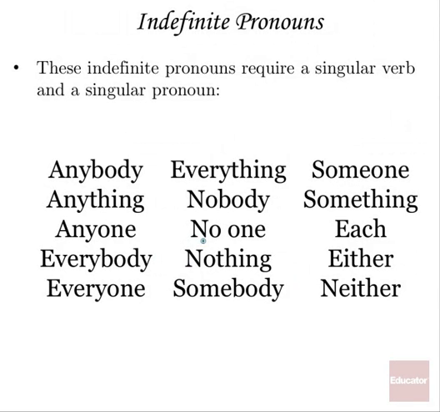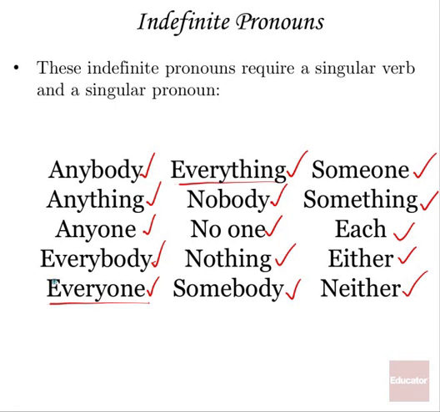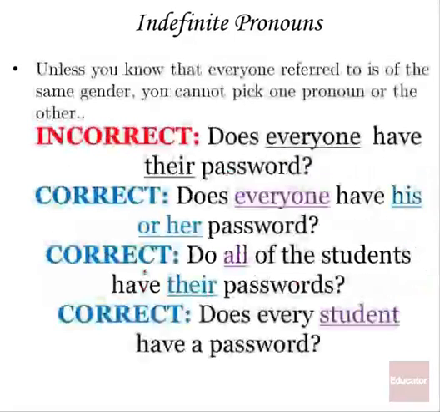All right, indefinite pronouns. These indefinite pronouns, not all but these, require a singular verb and a singular pronoun. Anybody, anything, anyone, everybody, everyone, everything, nobody, no one, nothing, somebody, someone, something, each, either, and neither. Now, I know what you're thinking. How can everything and everyone and everybody be singular? Well, unfortunately, in English, grammatically, it just is. This is one of those things you just have to memorize.